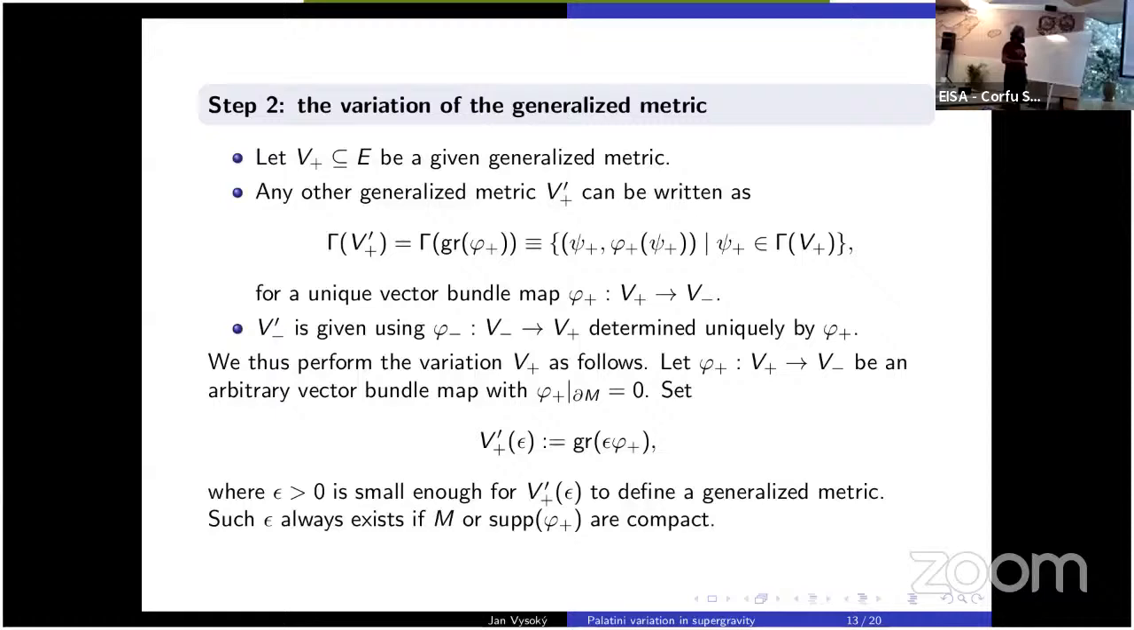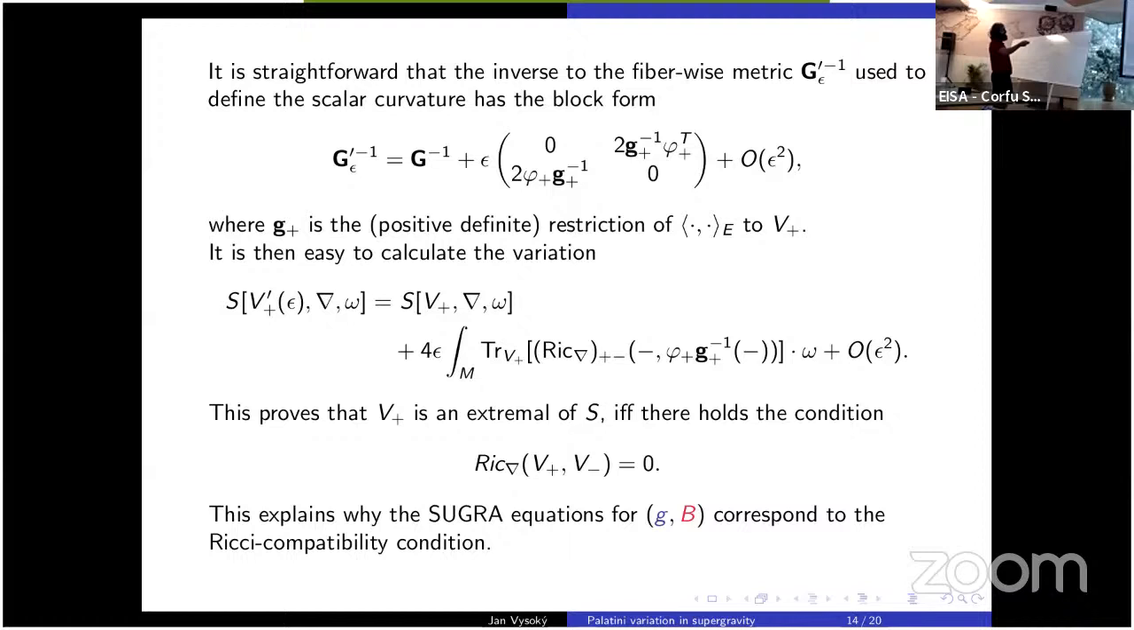And you calculate what happens to this fiberized metric you use to take the trace. And you can simply calculate it, it's easy. And then you plug it inside and you see that the action changes in this way. And if you look at this carefully, this gives you precisely that this Ricci tensor has to be blocked down, the plus-minus component of your Ricci tensor has to vanish.